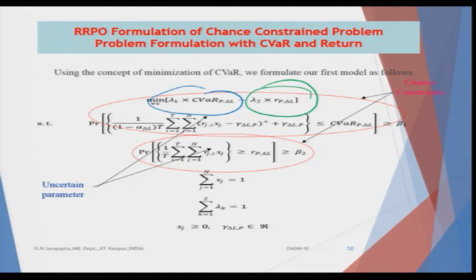So, again the chance constraints are given, I will just highlight it. And the uncertain parameters I have already discussed are basically the R values. So, these are the returns of the scripts.